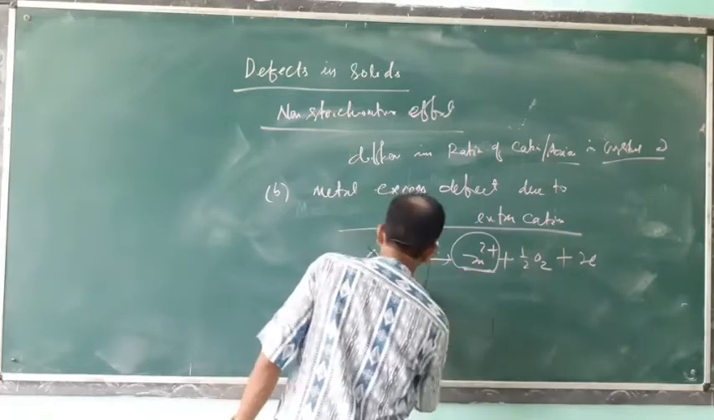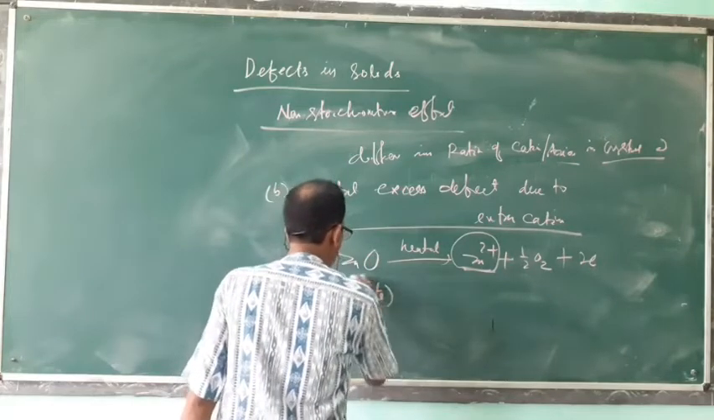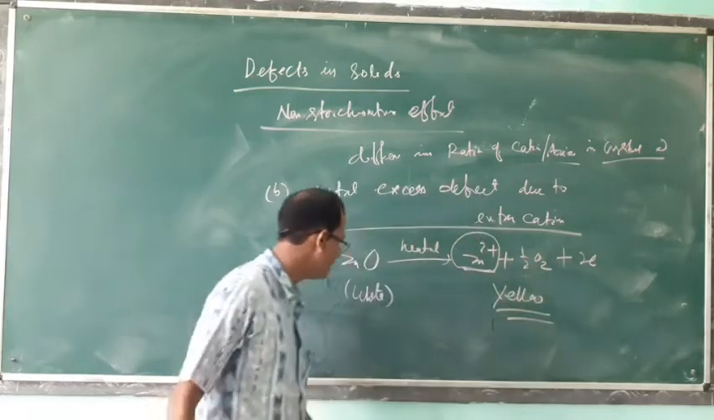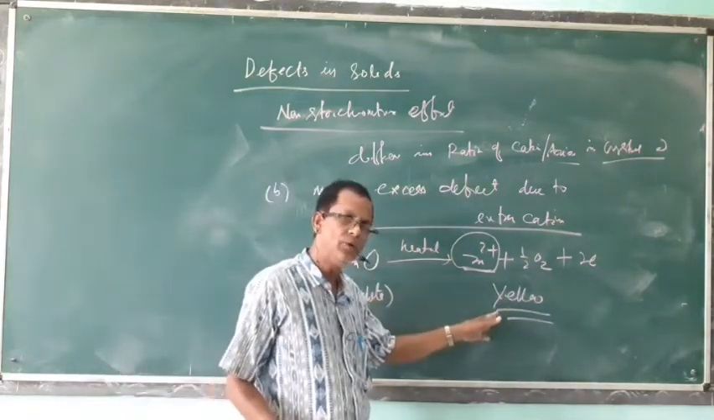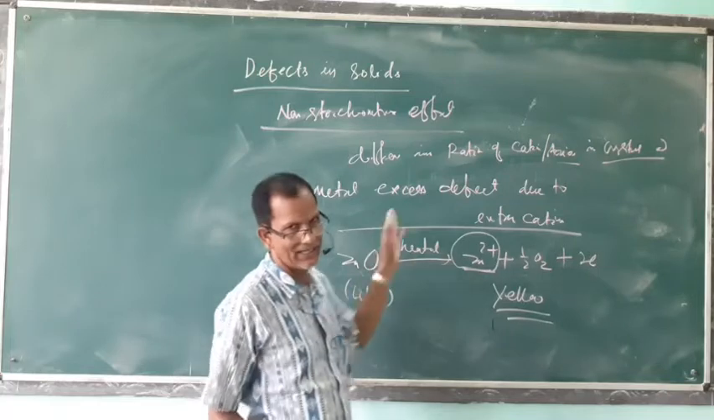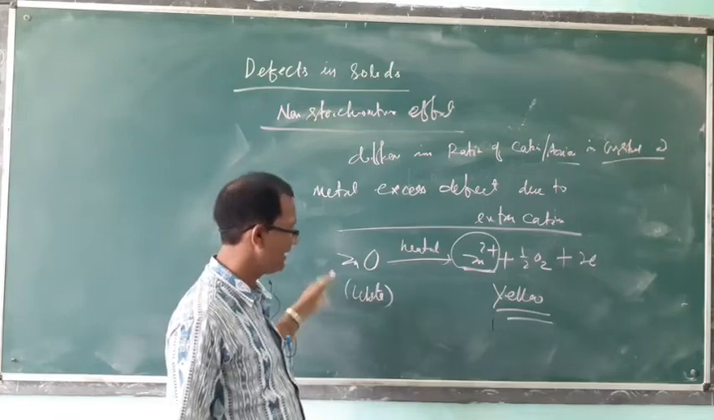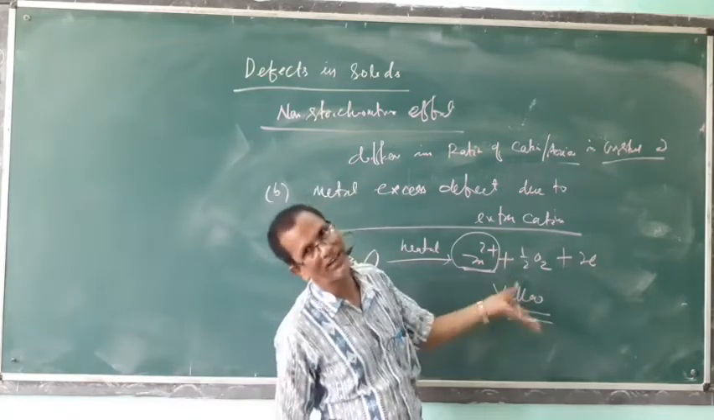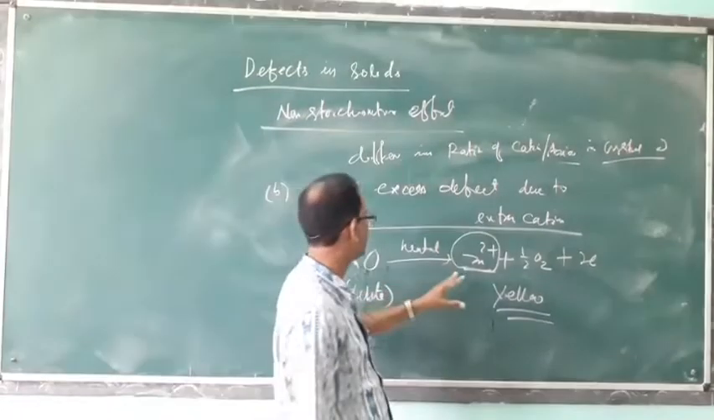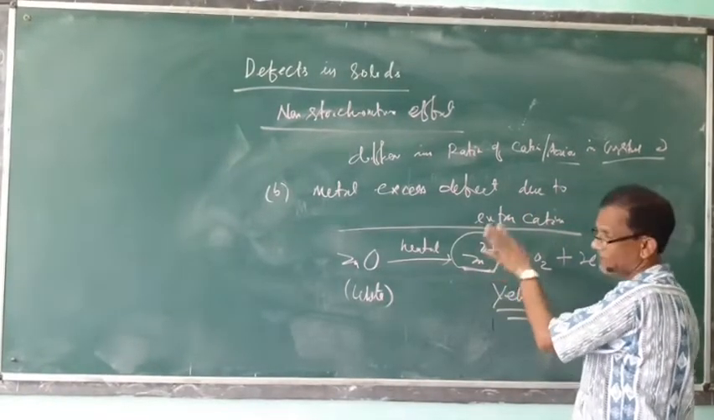What color change occurs when zinc oxide is heated? Zinc oxide is white, but when it is heated, it becomes yellow. When it is cooled again, it becomes white. It is yellow when hot and white when cold. So this type of defect is called metal excess defect due to extra cations.